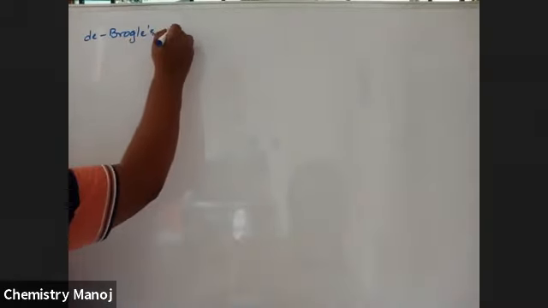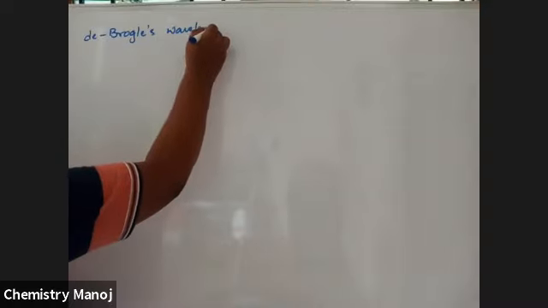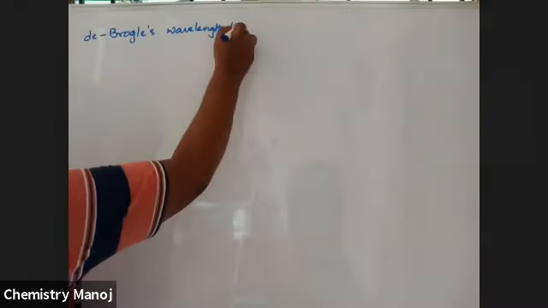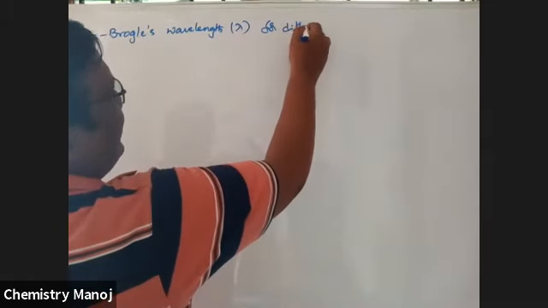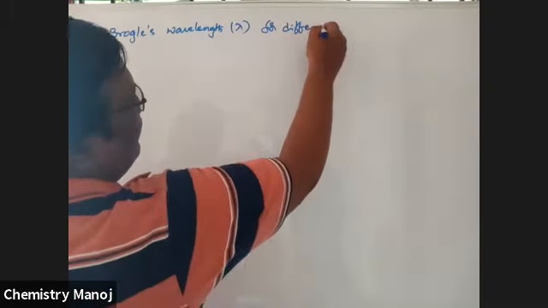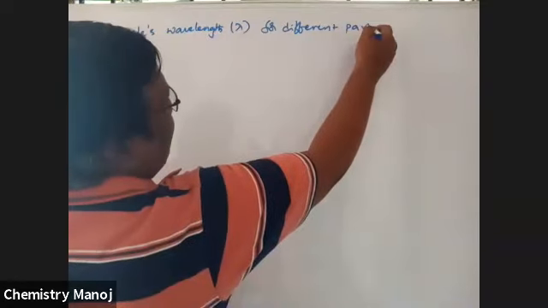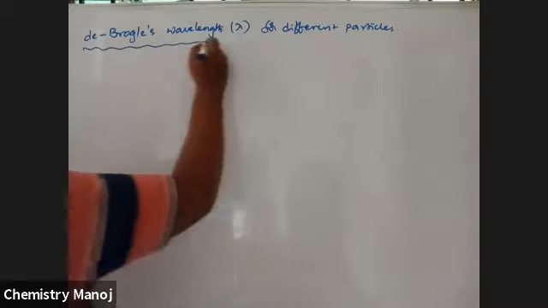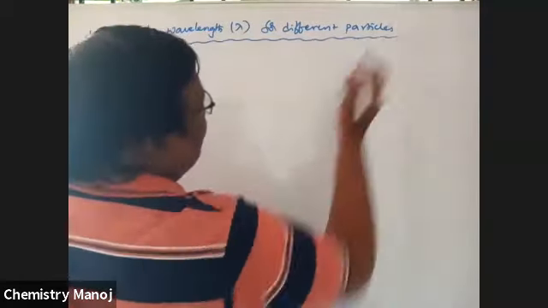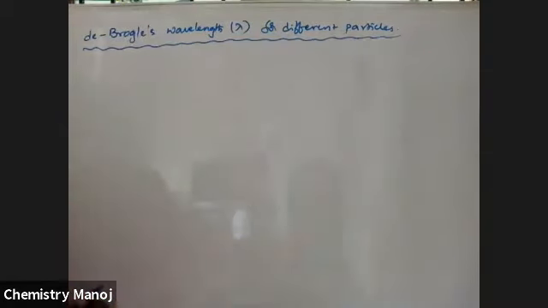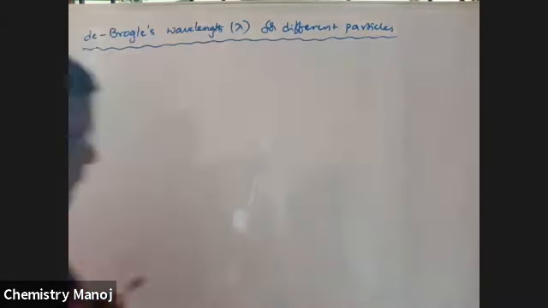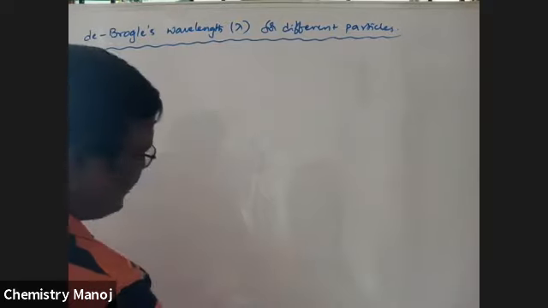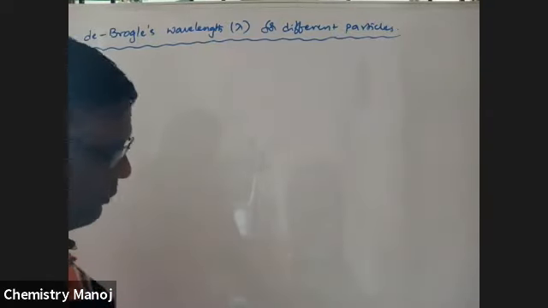De Broglie's wavelength lambda for different particles. De Broglie's wavelength for different particles. So what are those values? See here. These are the fixed values in it. So try to memorize these values.